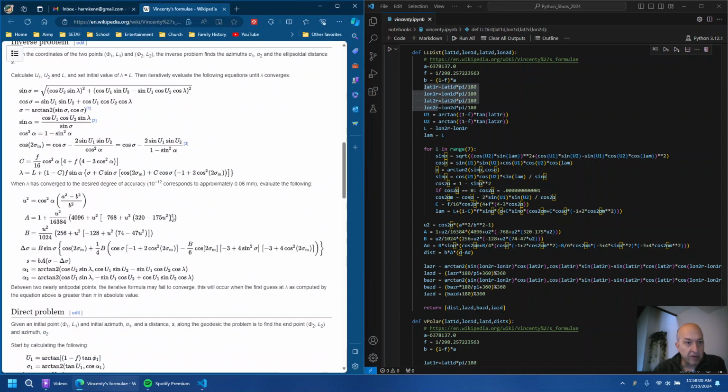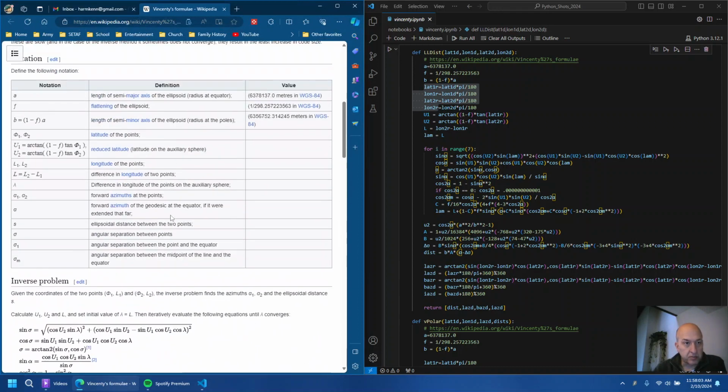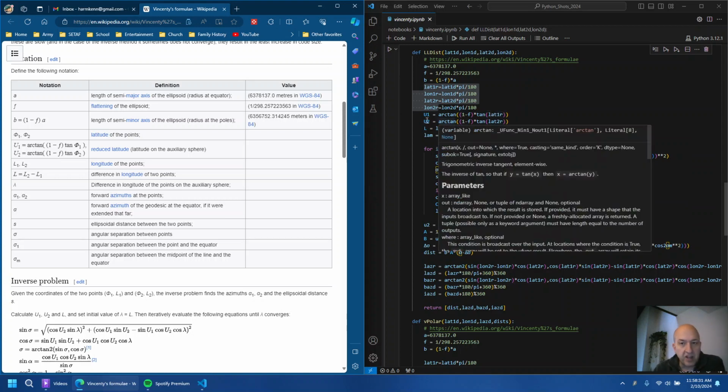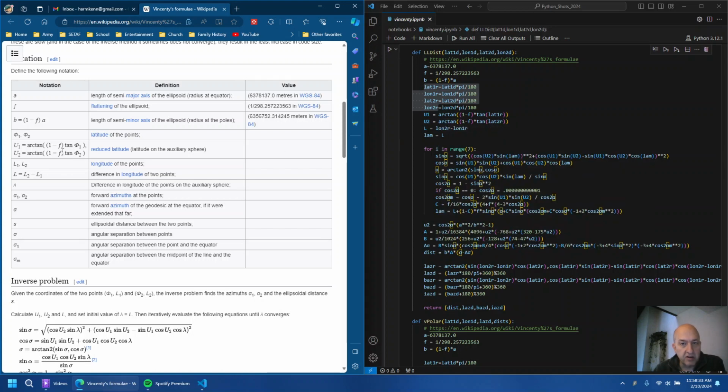So first, the inverse problem. We start up here at the top. So you have your A, your F, and your B. I had to turn them into radians. He already had them in radians. So you got your latitude of both points. We come up with the U, the arctangent, 1 minus F times the tangent of the latitude of the first point in radians. And then U2, same as here. And then this point here, L, is our beginning L.